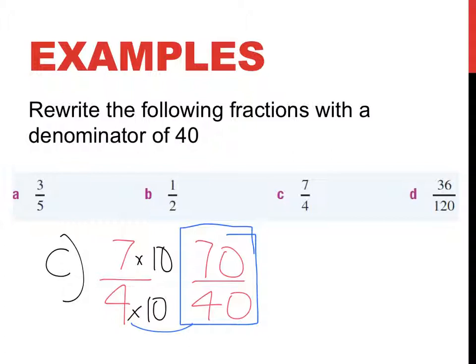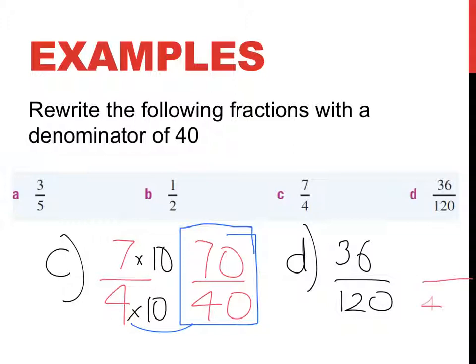The last example I have, D, is 36 over 120. Now, this time I'm not multiplying. I must have divided to get 40. I have to ask myself, what have I divided 120 by to get 40? Well, 40 goes into 120 3 times, so I must have divided by 3. If I divide the bottom by 3, I have to divide the top by 3. I don't know my 36 times tables, so I'm going to partition.